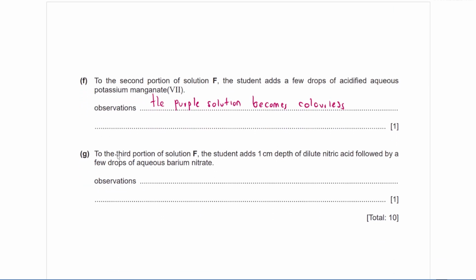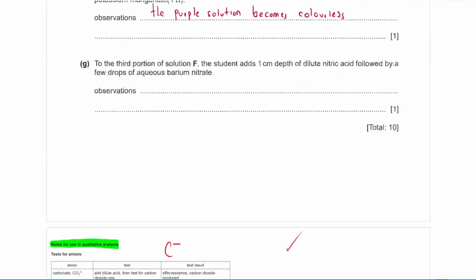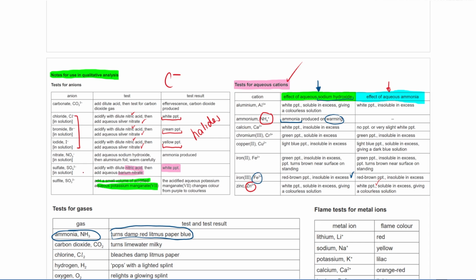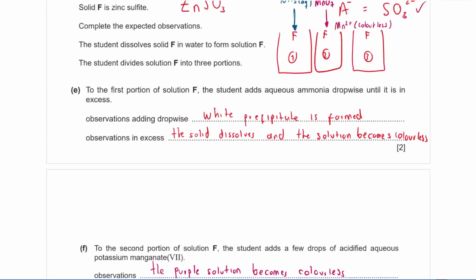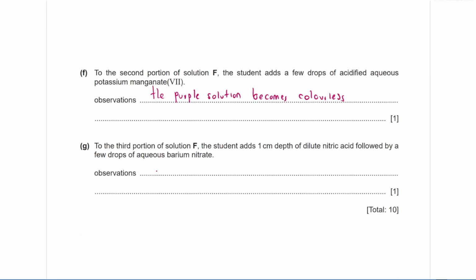And then to the third portion, the student adds 1 centimeter depth of dilute nitric acid followed by a few drops of aqueous barium nitrate. So it looks like it is a test for sulfate. Look, nitric acid with barium nitrate. But we do not have sulfate in our solution. We have sulfite. So since we don't have sulfate, we're negative for this test. So there's no change. We're not going to see anything when we add the reactants. So here, it remains the same, or you can say there is no change.